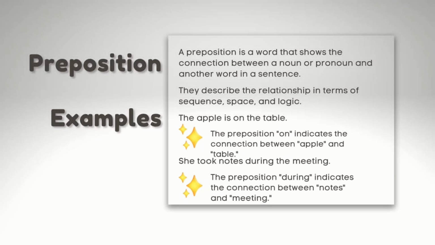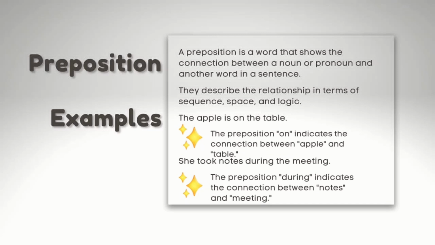So in another sense, if you are asked to go and bring the apple which is on the table, I'm sure you will not look under the table. You will not look beside the table. Rather, you will look on the table to check the apple. Okay, so the preposition on indicates the connection between the apple and the table, telling us that the apple is on the table. So the word on is the preposition in that sentence.